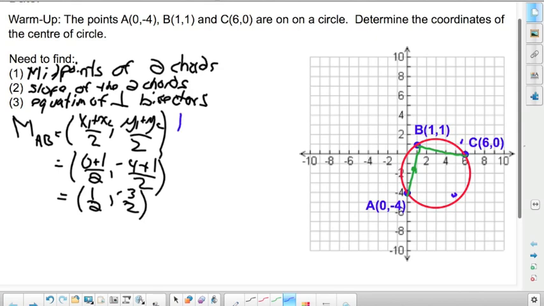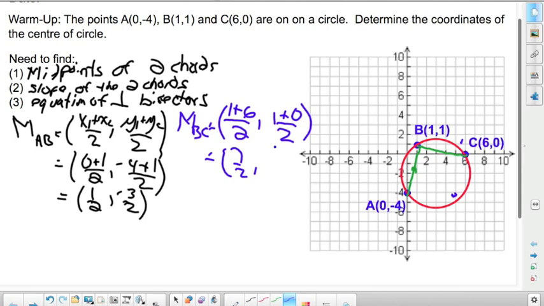So the midpoint of BC is x1 plus x2 over 2, and y1 plus y2 over 2. That gives me 7 over 2 and 1/2, so basically 3 1/2 and 1/2. Going back to my picture, I plotted it. It's about 3 1/2 and 1/2, so roughly around there, pretty close. So it looks like I at least got my midpoints kind of correct.